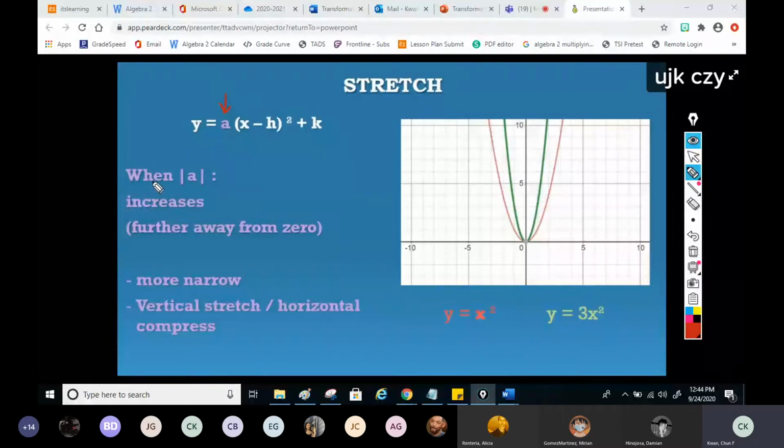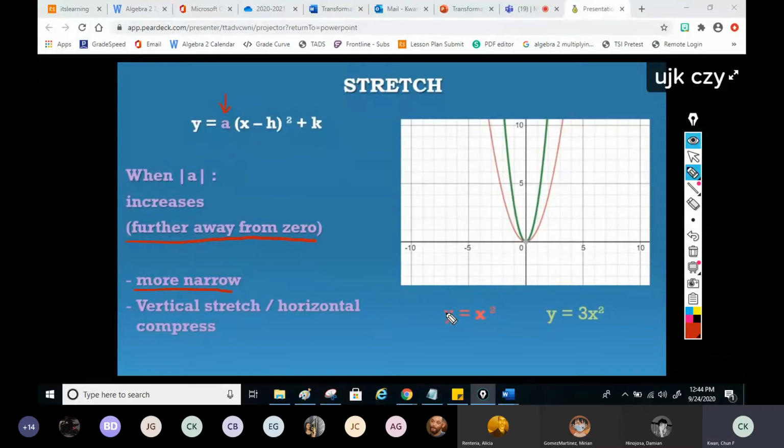So when the absolute value of A, whatever number that is, increases, if the number right here in the front is further away from 0, then the graph is going to be more narrow. So let's take a look right here.